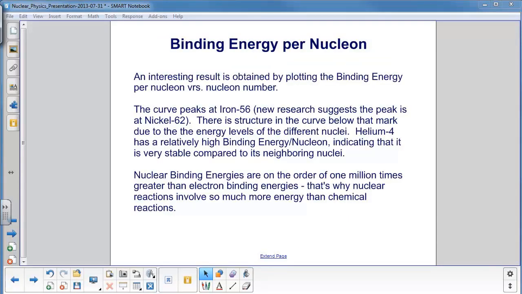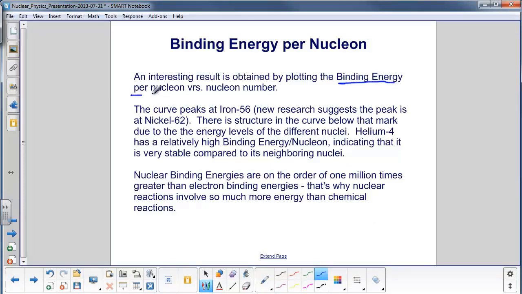An interesting result is obtained by plotting the binding energy per nucleon. So we would take the entire binding energy of the atom and divide it by how many protons and neutrons there are, and that will give you binding energy per nucleon. And we'll plot that on the y-axis, and then we'll plot the nucleon number on the x-axis. The curve will follow, but let me just talk about this here.